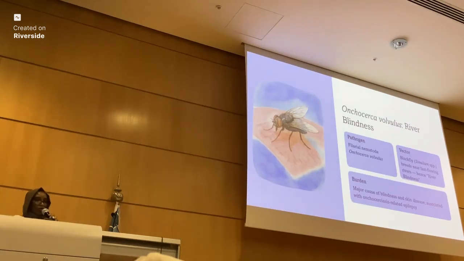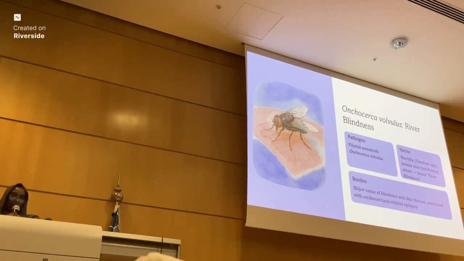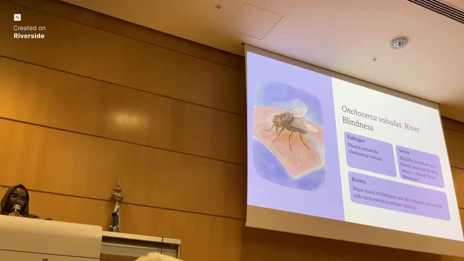Okay, coming towards the end of the lecture, we're going to talk about Onchocerca volvulus, also known as river blindness. This is a filarial nematode, the causative agent of a disease called onchocerciasis. It's known as river blindness because the vector breeds near fast-flowing streams and rivers, and this is why we call it river blindness.